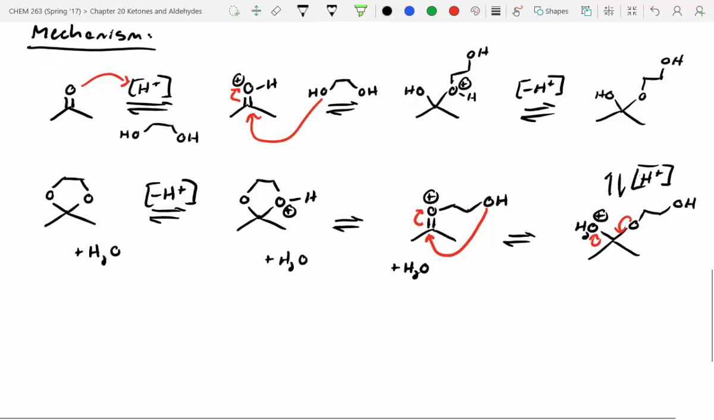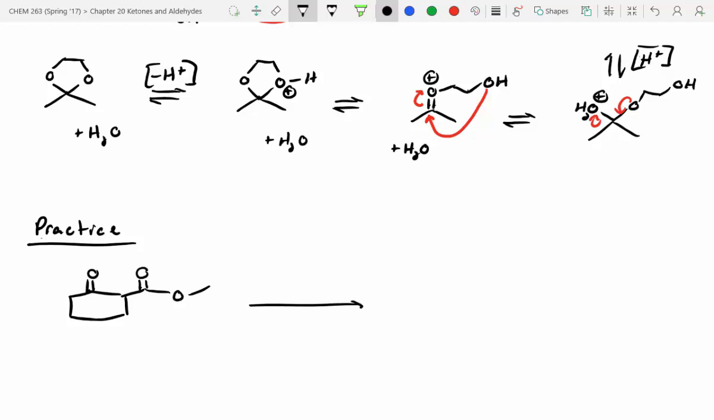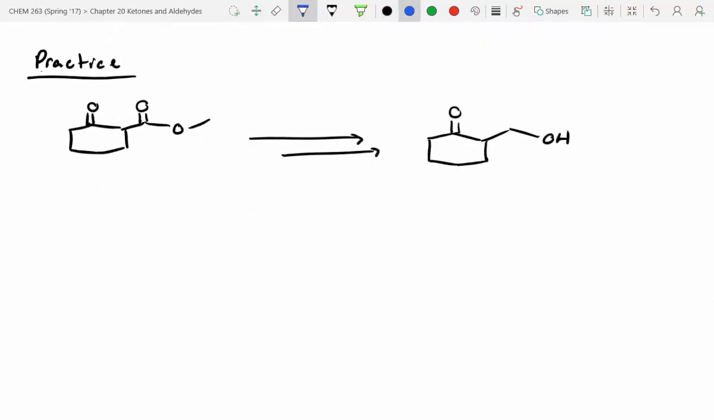So let's see its utility in action. I think this example I pulled from the textbook. How can I do this transformation? When I look at this, what I'm seeing is we're basically turning an ester into an alcohol. What reagent can we do that with? Yeah, lithium aluminum hydride can be used to convert an ester to an alcohol, but the problem, it would react with the ketone as well. So what's our workaround?